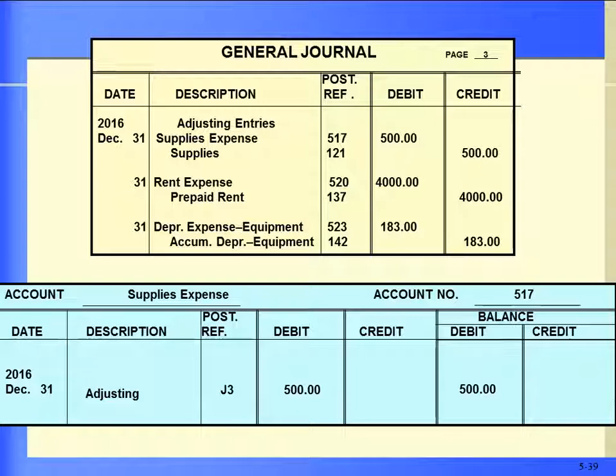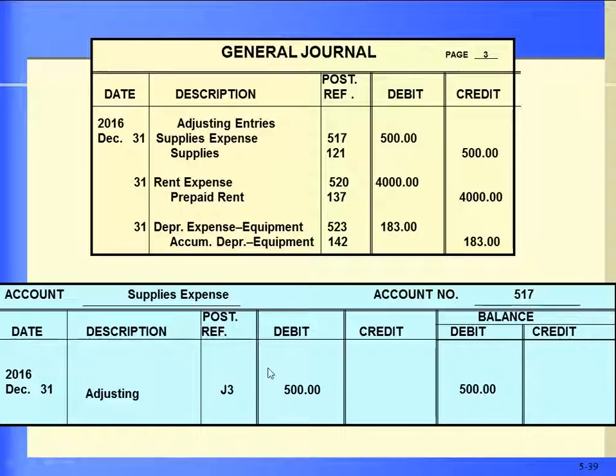So it just gives us one general ledger account for the actual posting to the ledger. So supplies expense, and down here we put adjusting. This came from journal page 3. That's our audit trail. So when we post it, we put it here. It's in the ledger. We get the account number. The account number will already be in there from the chart of accounts.